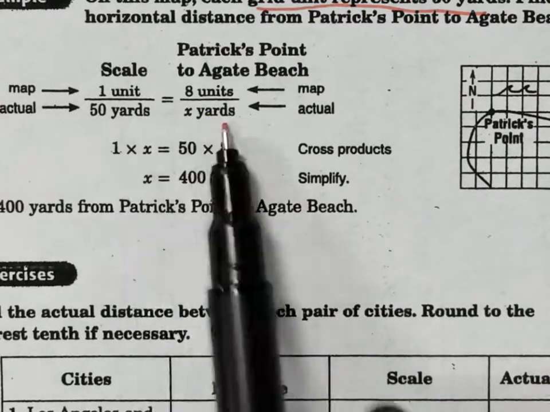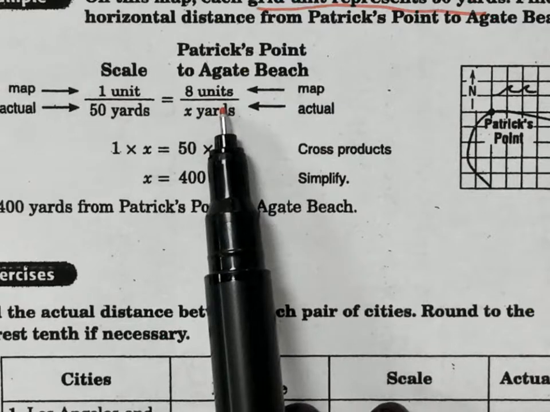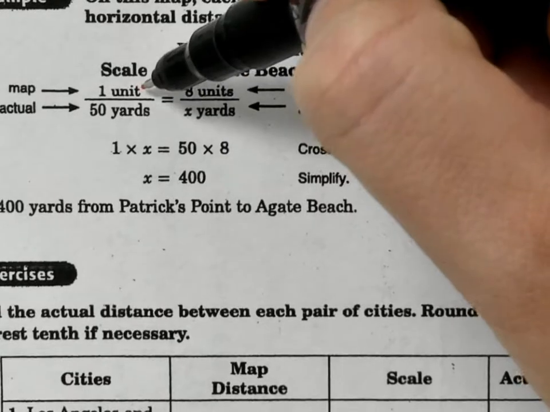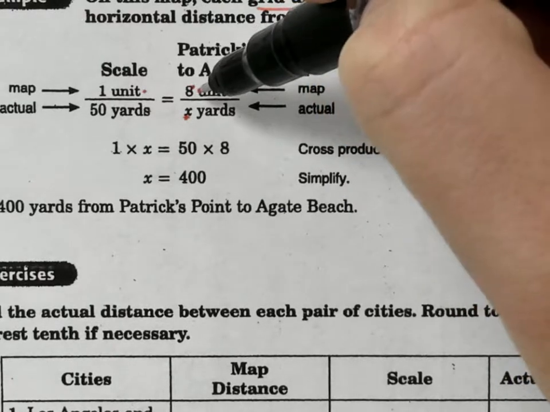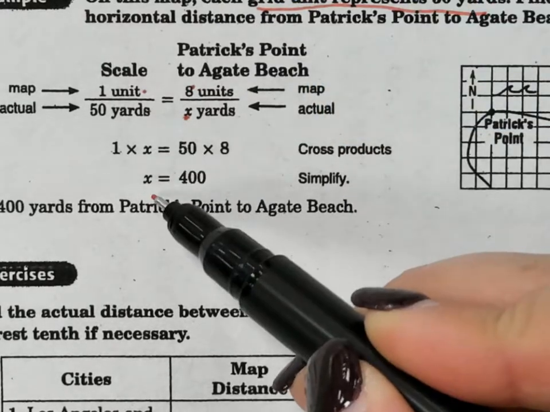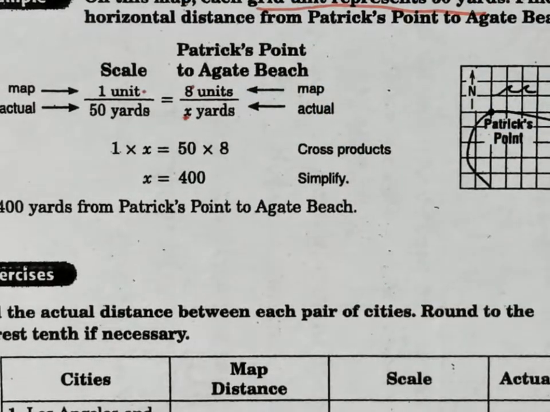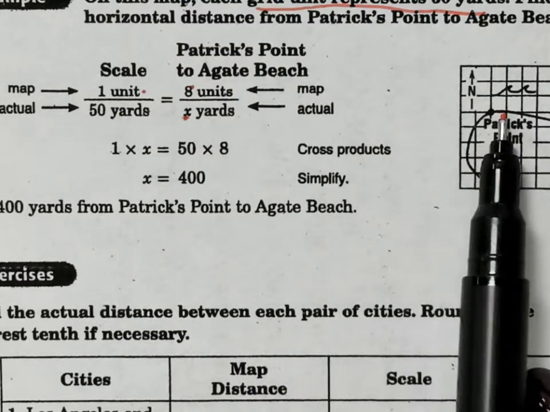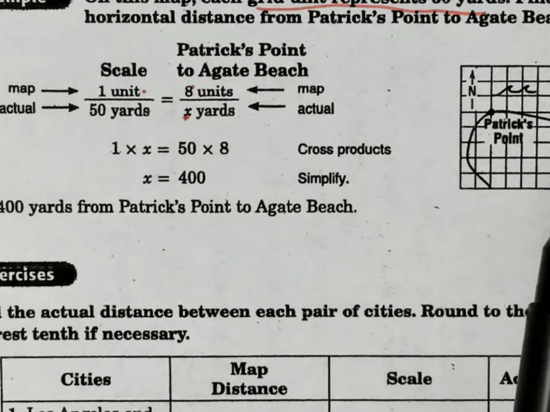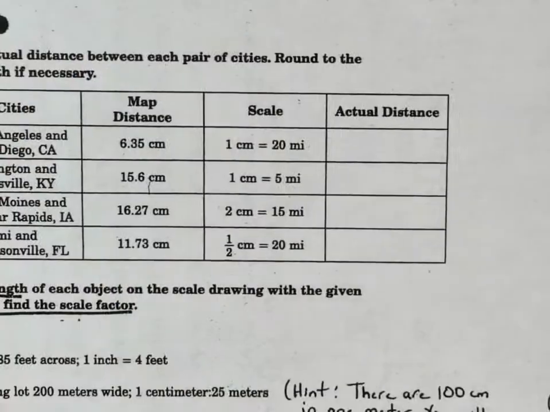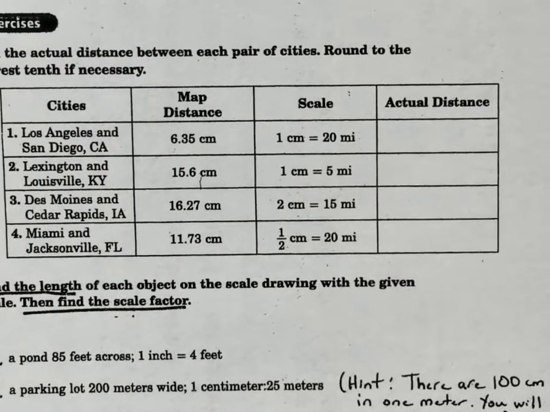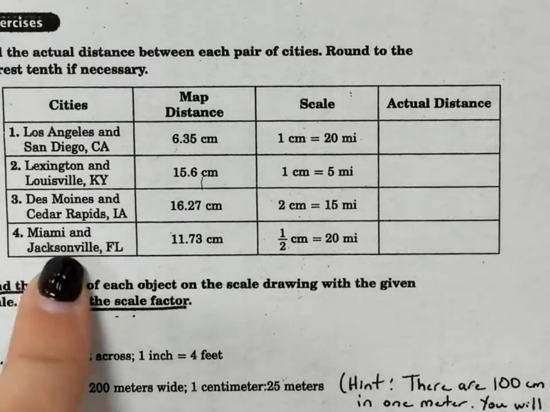And then I'm going to use my cross products like we learned a couple weeks ago. And I've got 1 times x equals 50 times 8. And then once I simplify that, I get x is equal to 400. So that means that there's 400 yards in between those 2 points. Okay. So that's how we're going to solve everything in this chart. We're going to have to set up a proportion. And then we're going to have to find that actual distance between the cities.